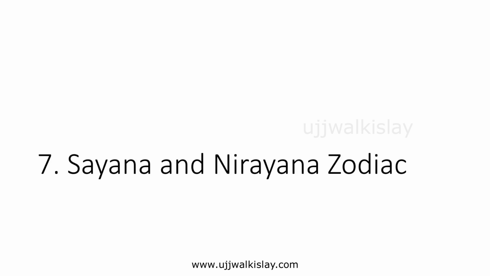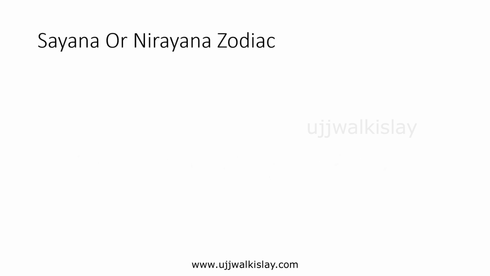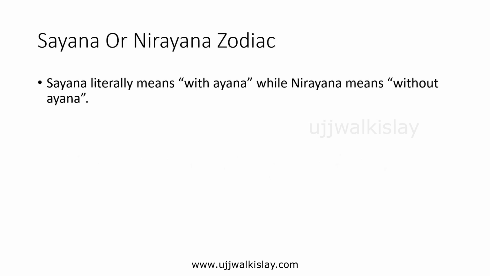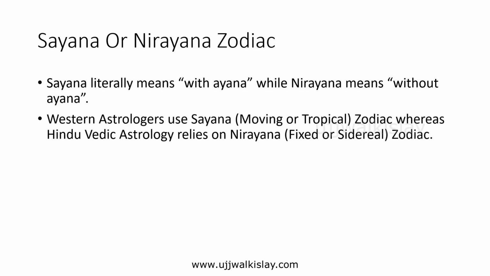Section 7: Sayan and Nirayan Zodiac. Sayan literally means with ayan, while Nirayan means without ayan. As we already know, ayan refers to the precession of equinox. Western astrologers use Sayan, that is moving or tropical zodiac, whereas Hindu Vedic astrology relies on Nirayan, that is fixed or sidereal zodiac.